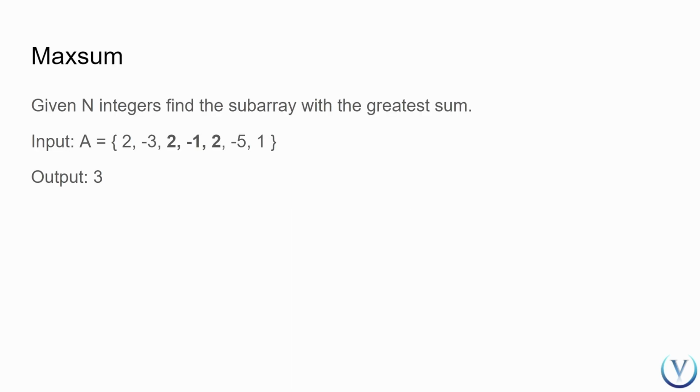The last example we'll consider is the maxsum. The maxsum question goes as follows. Suppose we have an array A. We're going to find the subarray with the greatest sum. In this case, a subarray means a contiguous selection of elements in this array. If our array A is given as follows, then one can check that the maxsum is 3, which is given by 2 plus minus 1 plus 2.